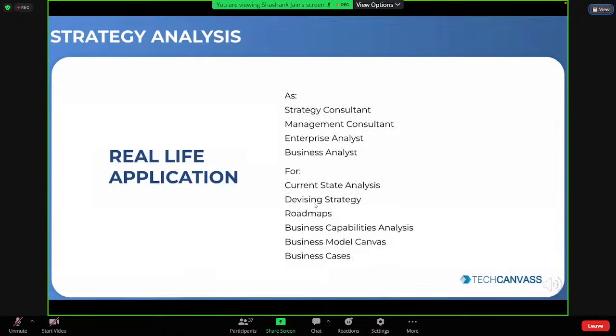To understand the real-life application of strategy analysis, suppose you have a role such as strategy consultant, management consultant, enterprise analyst, or BA, and you have to work on current state analysis, define a strategy, build the roadmap, or work on business capability analysis, or prepare the business case or business model canvas. You can take all the learnings from this knowledge area, which is strategy analysis.